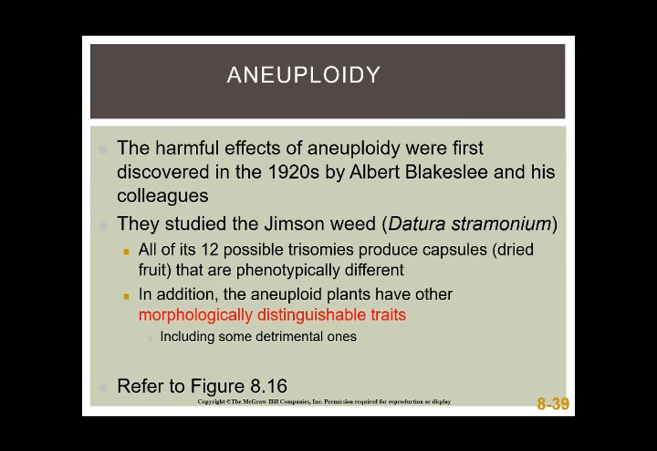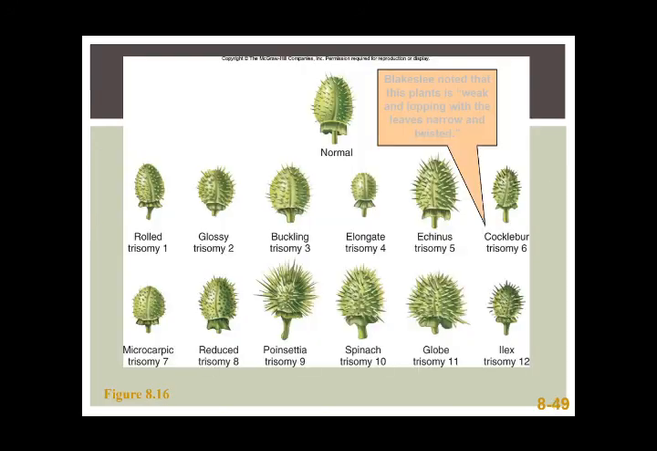Aneuploids were first discovered in the 1920s by Albert Blakeslee and his colleagues. They studied the Jimson weed, Datura stramonium. So you remember the durian-looking thing? All of these 12 possible trisomies produce capsules, dried fruits, which are phenotypically different. In addition, the aneuploid plants have other morphologically distinguishable traits, including some detrimental ones. So this is the Datura stramonium. The normal one looks like that. Just plump, and then you have short thorns.